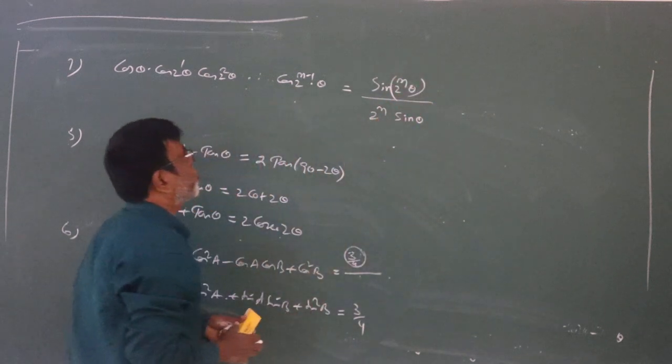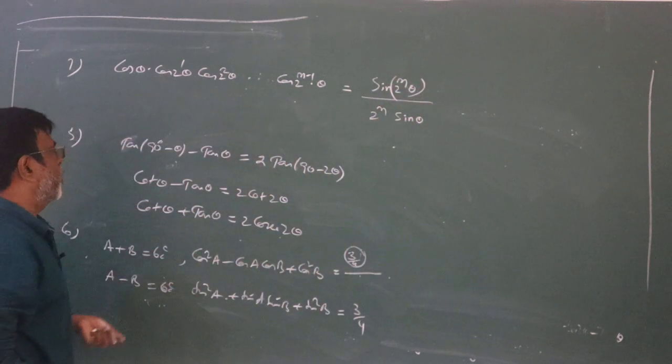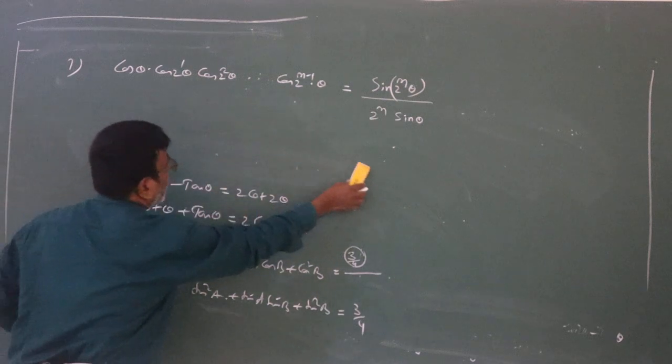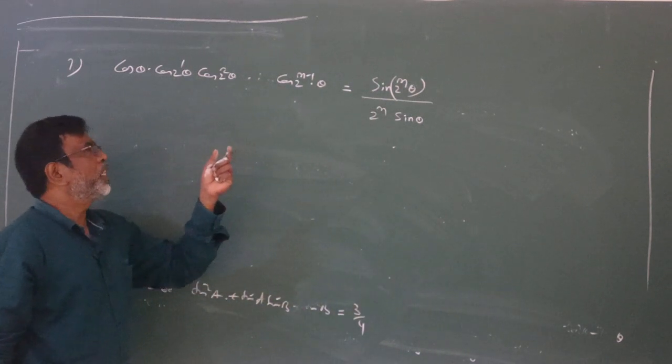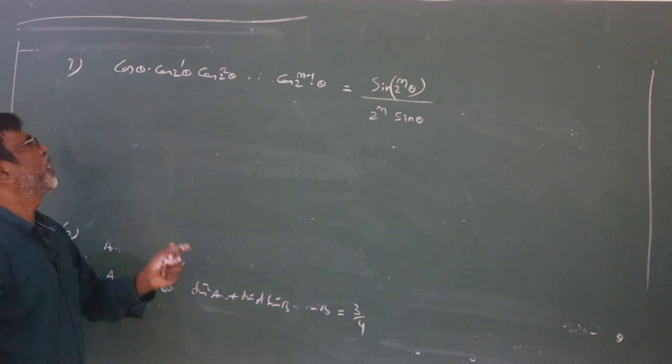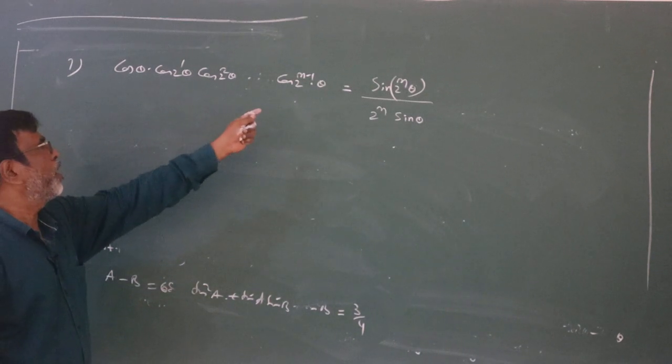This is the very important shortcut. Here n terms are there. So how many terms are there? n terms are there. Then we take it as sin 2^n θ by 2^n into sin θ. That is the shortcut. It is a most advantageous shortcut.